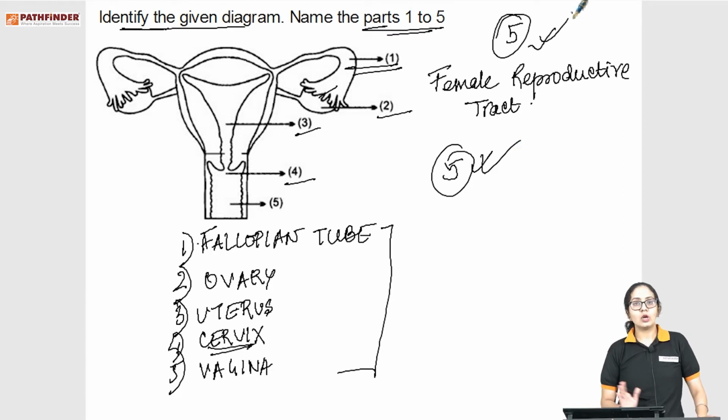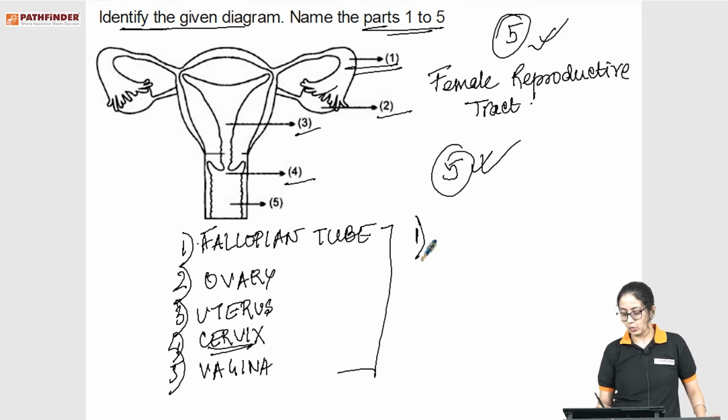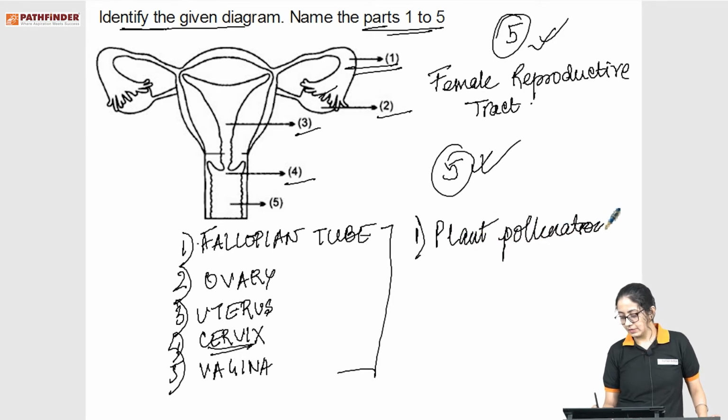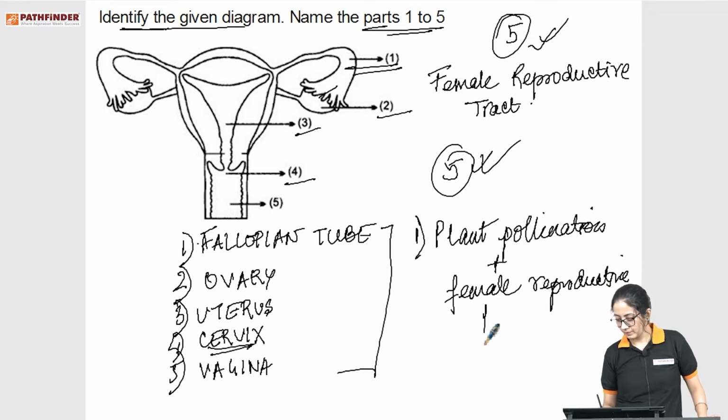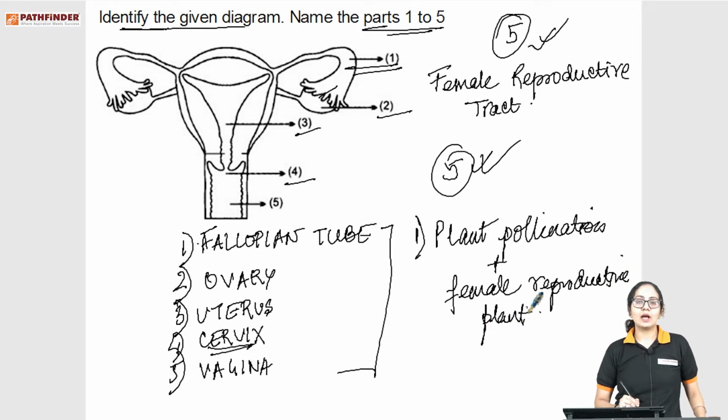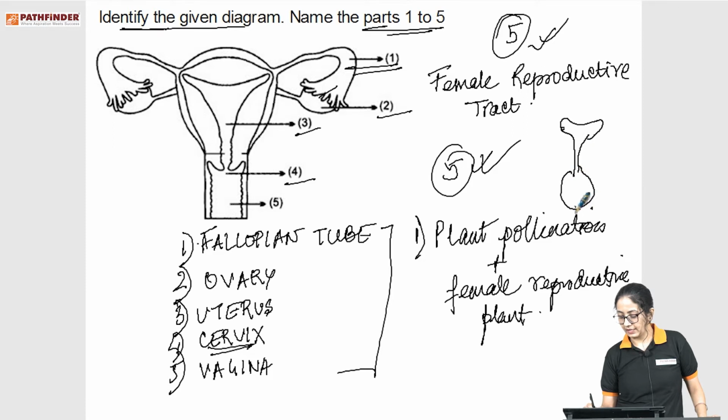Now, an extension of this question that we had in our examination was the plant pollination, pollination and the female reproductive tract of plant. Over there too you have these 5 questions, like 5 pointers. They give you the diagram and they mention what each of these parts are.